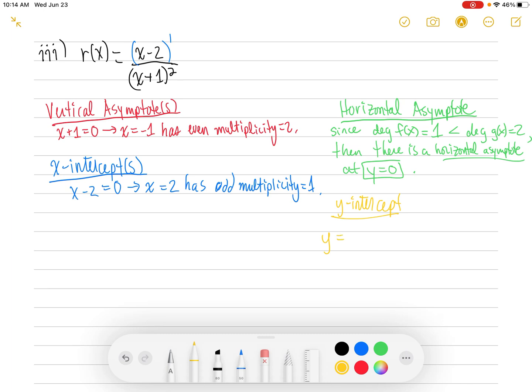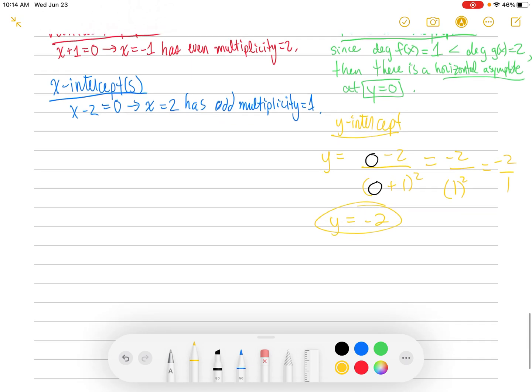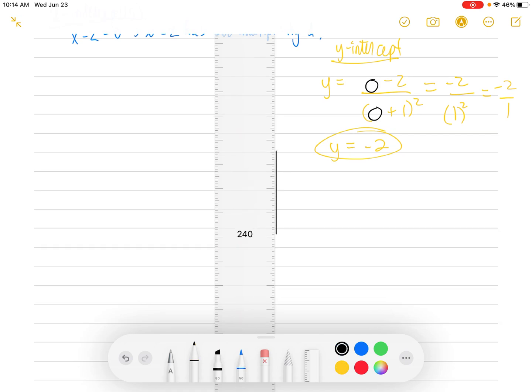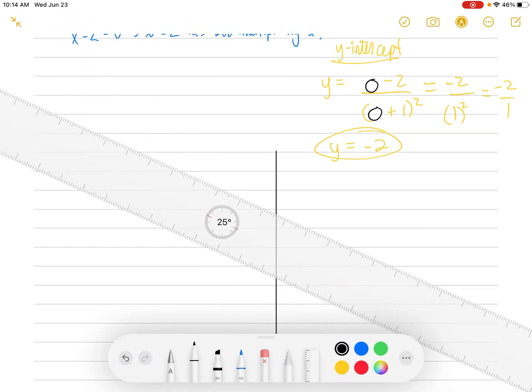And finally, we want our y-intercept. So we're going to take our function and plug in 0 everywhere for x. I'm going to plug in 0 for x, and on top I'm going to have 0 minus 2, which is minus 2, and on the bottom I'm going to have 1 squared, so that's going to give me y equals -2 over 1, which is -2. Okay, that works. So I want to get to graphing this.